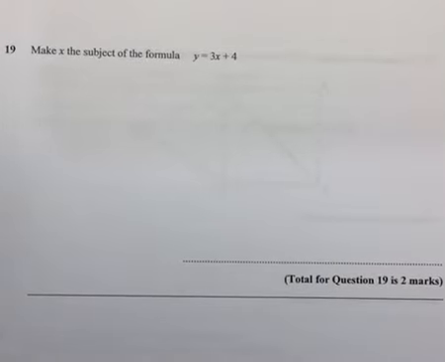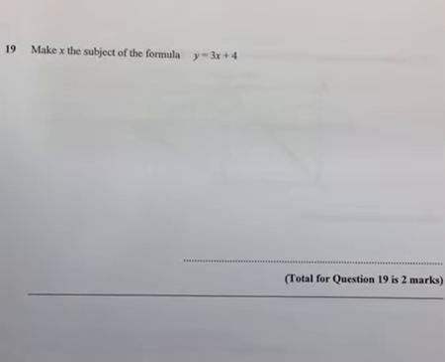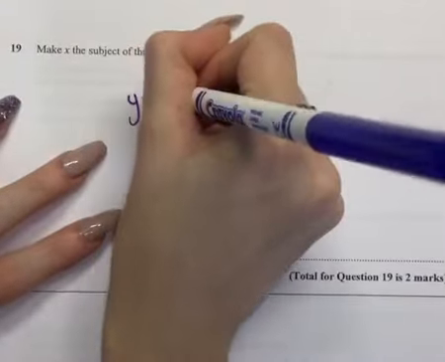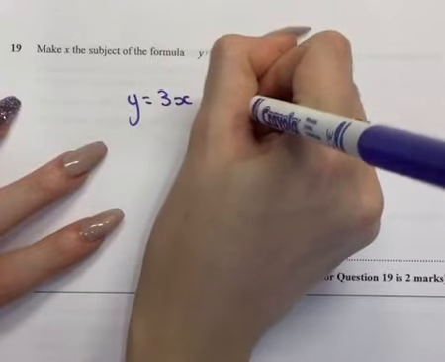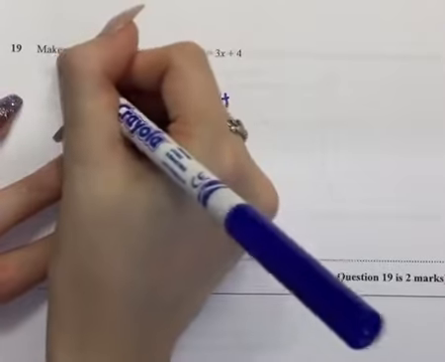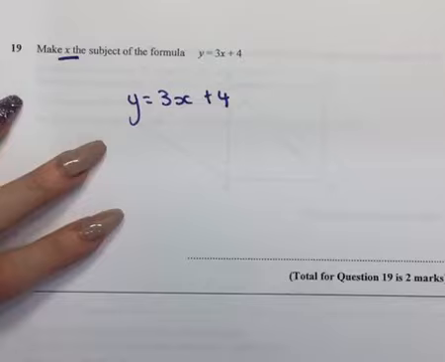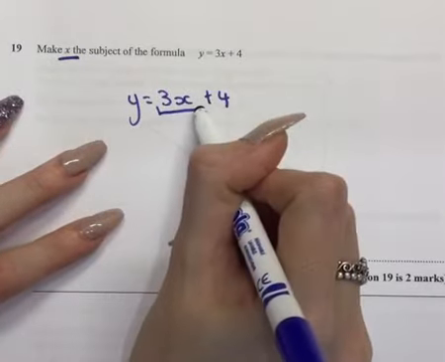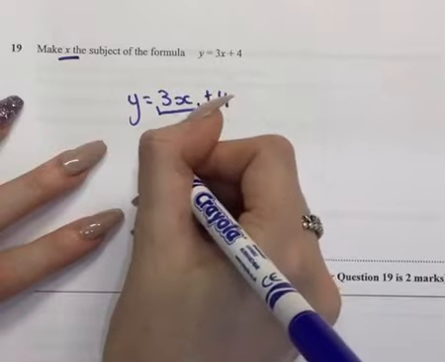This one again, people seem to struggle a little bit with rearranging the formula. So we're just going to rewrite out that exact formula. Now, if we want x to be the subject, we need to get x on its own. So first of all, what is stopping that?